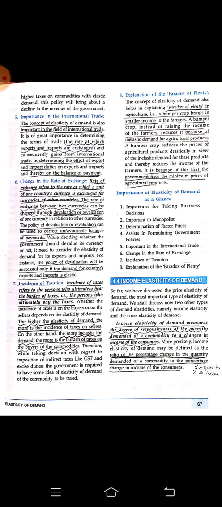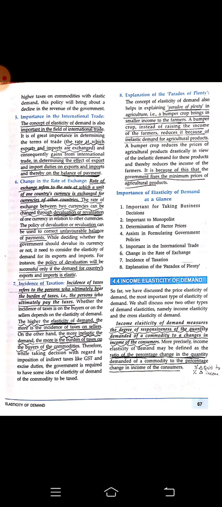Incidence of taxation. Incidence of taxation refers to the person who ultimately bears the burden of tax, that is, the person who ultimately pays the tax. The higher the elasticity of demand, the more the incidence of tax on the seller. The more inelastic the demand, the more is the burden of taxation on the buyer of the commodity. So whenever somebody is buying a cigarette, you can understand that the person himself is paying the tax for that cigarette.